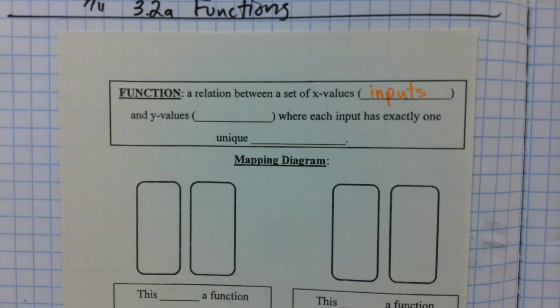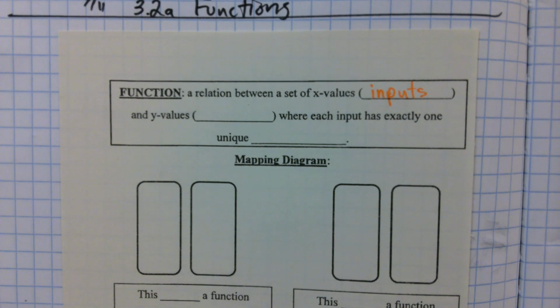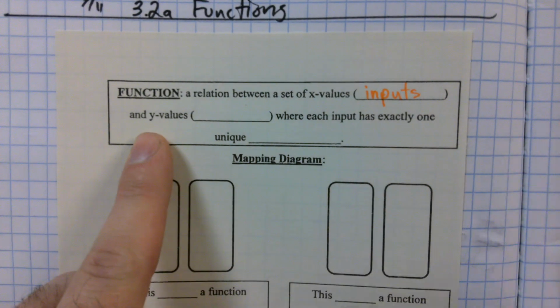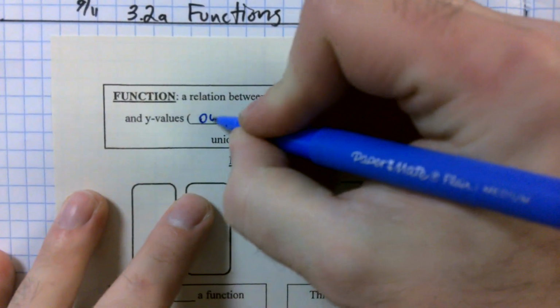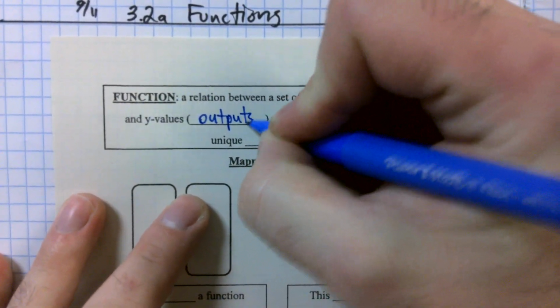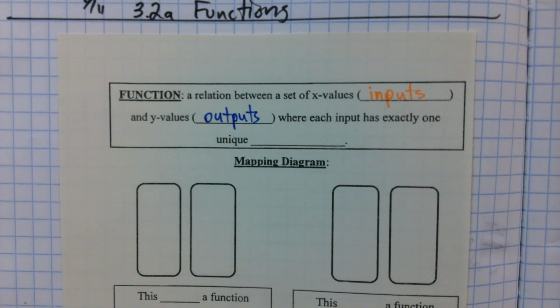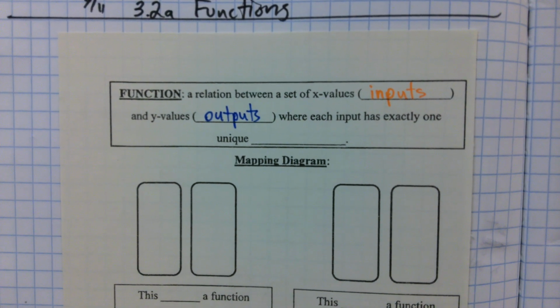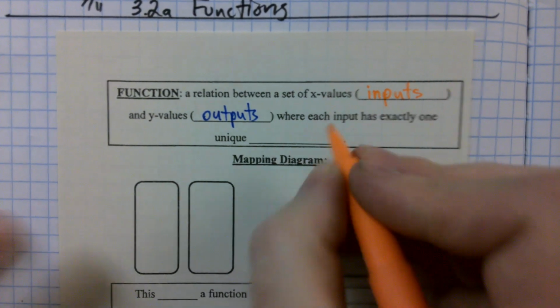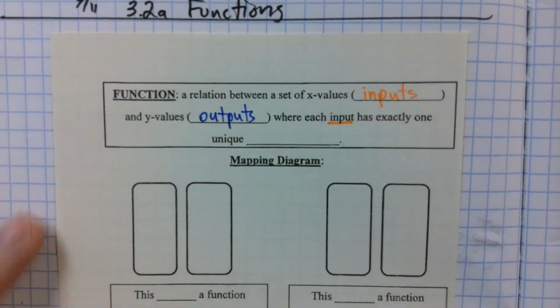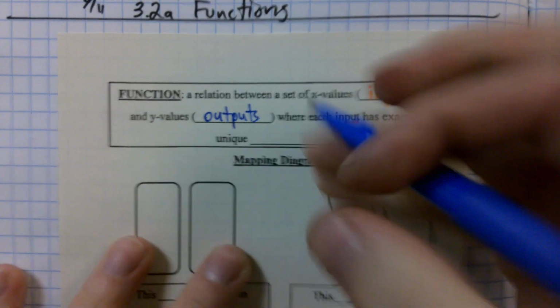In our warm-up, the x values are what we put into the equation. We worked everything out, and then we got out a y value. That's going to be my outputs. And we know that we have a function when each input has exactly one unique output.